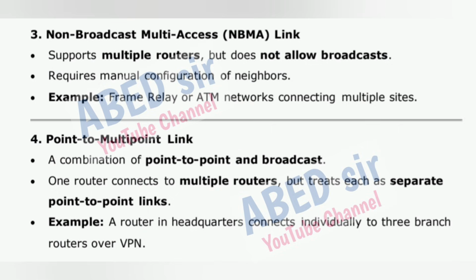3. Non-broadcast multi-access, NBMA, link. Supports multiple routers, but does not allow broadcasts. Requires manual configuration of neighbors. Example, frame relay or ATM networks connecting multiple sites. 4. Point-to-multipoint link. A combination of point-to-point and broadcast. One router connects to multiple routers, but treats each as separate point-to-point links. Example, a router in headquarters connects individually to 3 branch routers over VPN.